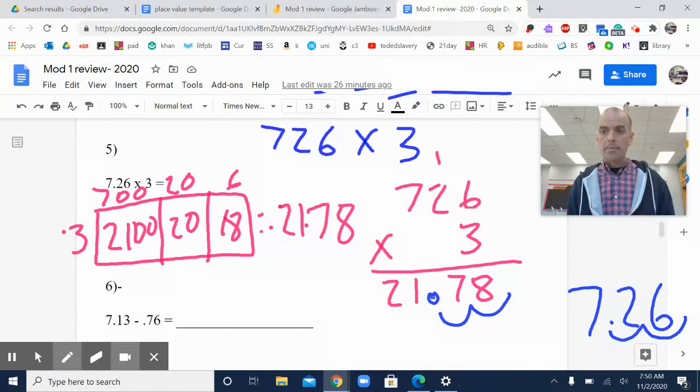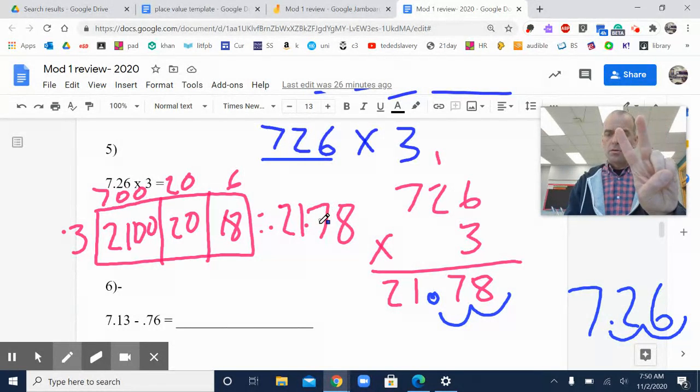So I'll repeat this. To multiply decimals: 1, rewrite it without the decimal. 2, multiply it like normal without the decimal. 3, add the decimal back in. That's it. It's regular multiplication, just at the end, you're adding the decimal in.